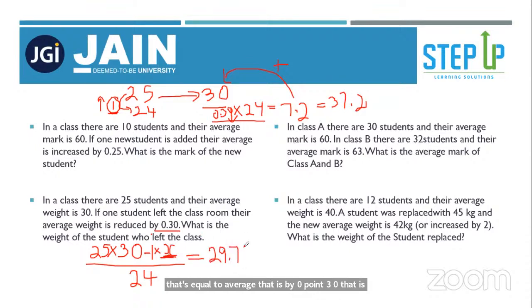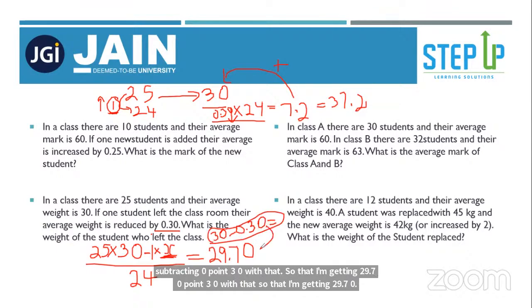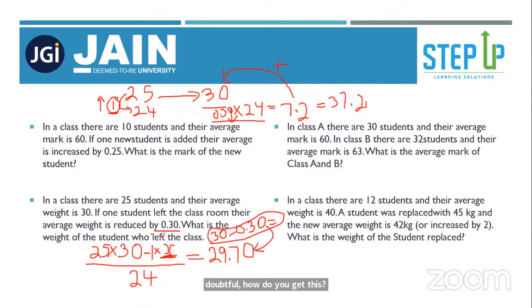29.70. How did we get this 29.70? The average is already 30. I'm subtracting 0.30 from that, so I'm getting 29.70. Did you get it? This is just a subtraction. If you're doubtful how you get this, please do subtract it. Already the average is 30. It is decreased by 0.30. Now cross multiply it and find the X value. That's all. Okay, go with the standard method. If you're not understanding the shortcut, please go with the standard method.